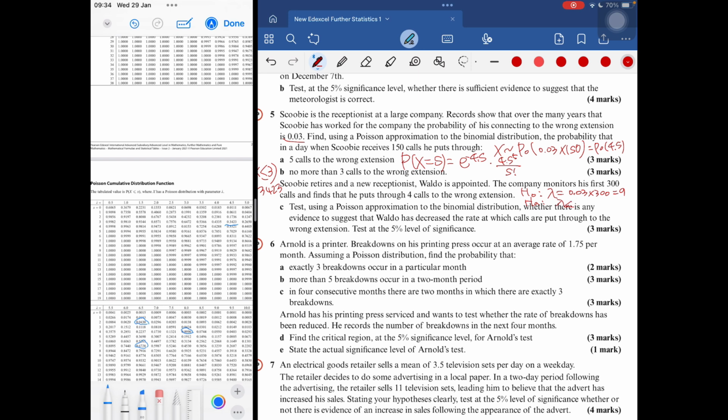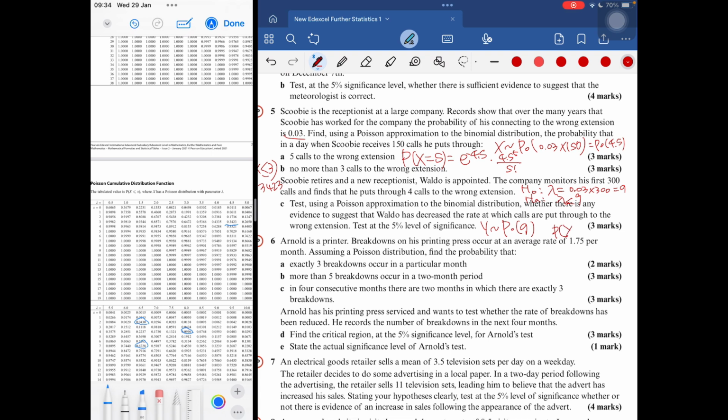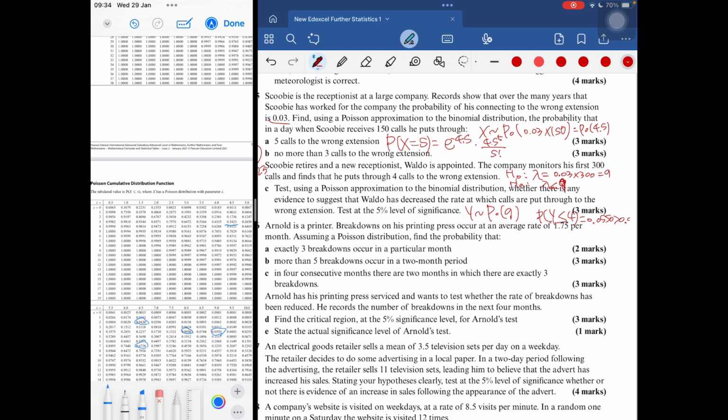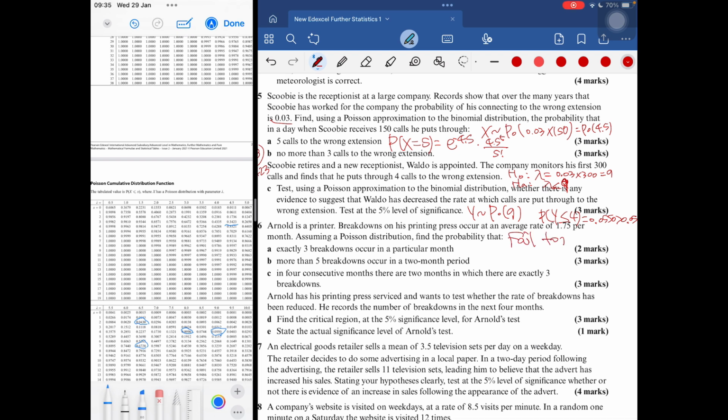But now we know Y follows the Poisson of 9, and the result is 4. So probability Y is smaller than or equal to 4. So when it is 9, 4 here, 0.0550, which is larger than 0.05. So fail to reject H0.